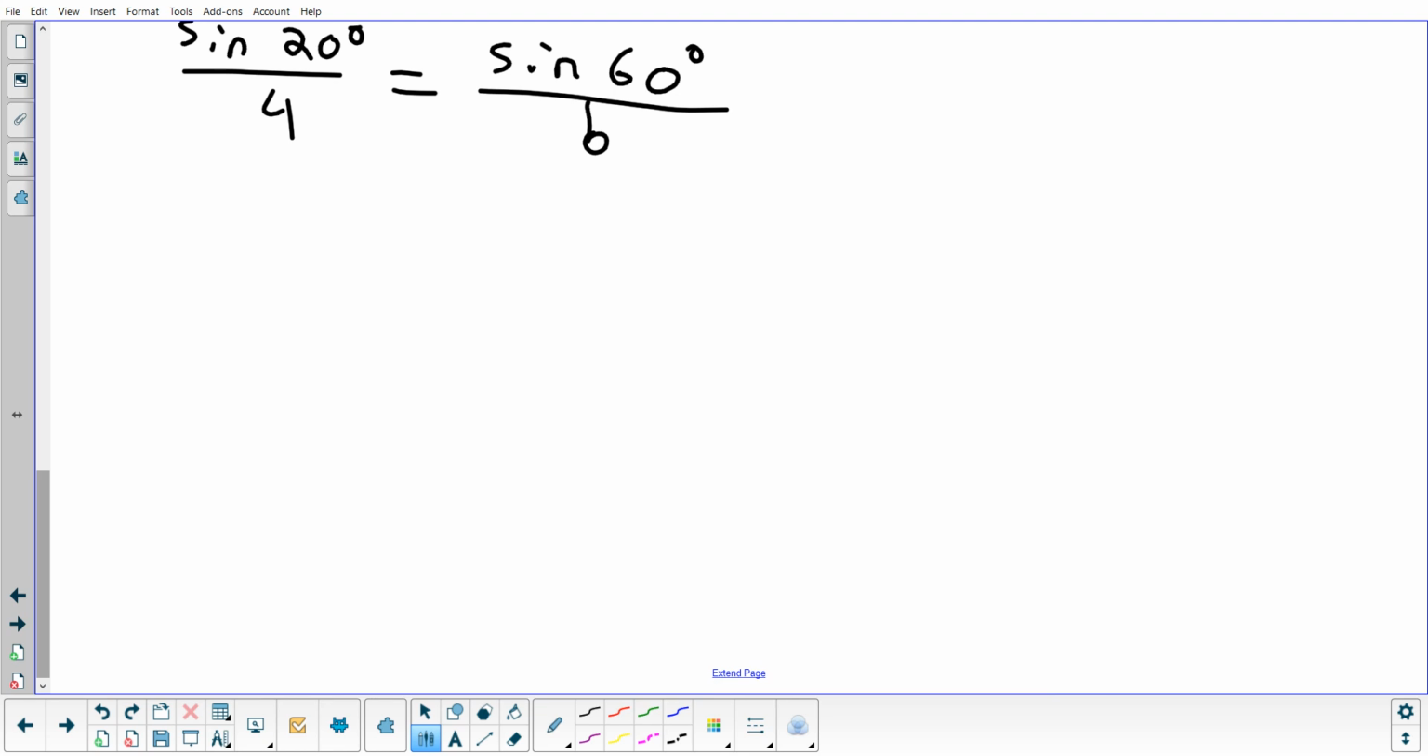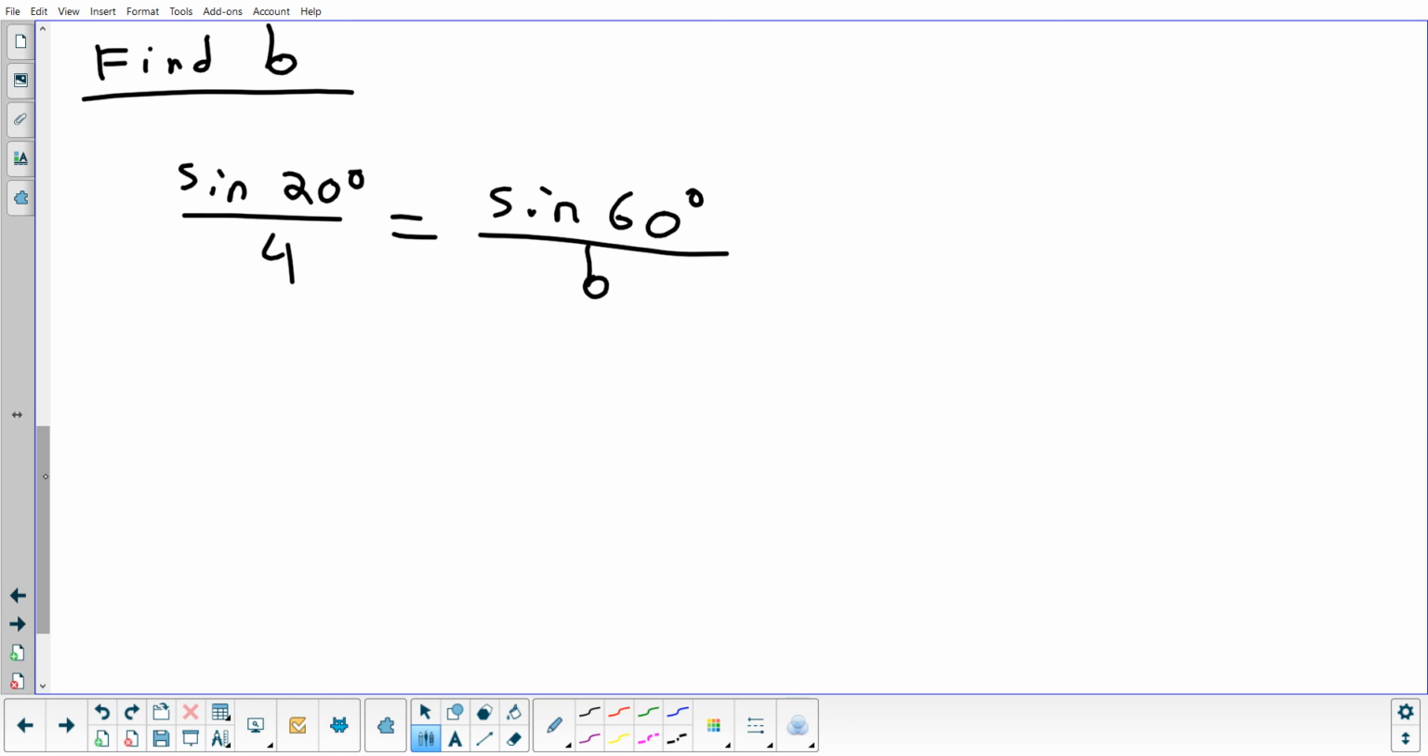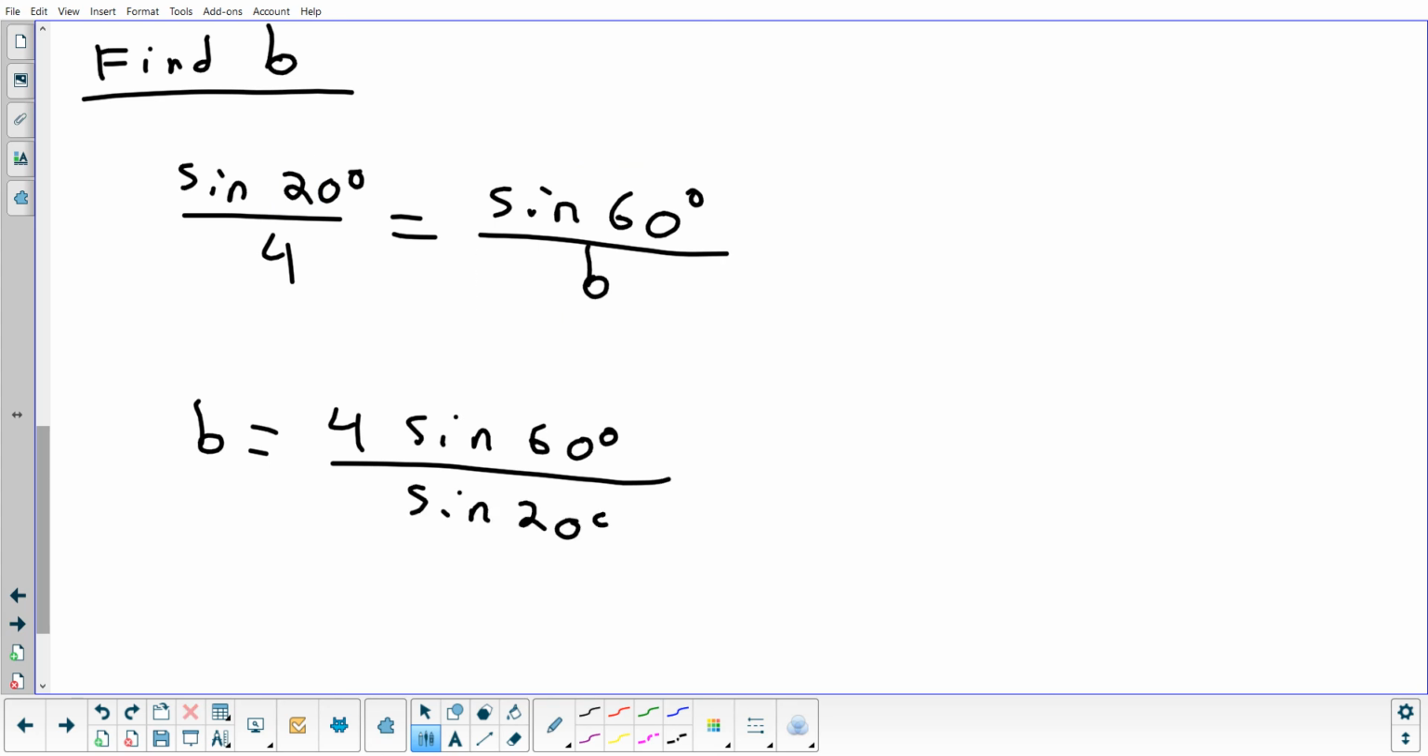Now, once you've done a lot of these cross-multiply problems, you kind of start to see the pattern. If you can jump right to the final answer here, that's fine. What's going to end up happening is it's going to be this times that divided by sine 20. That's always the pattern. So it's the product of the 2 numbers on the diagonal that don't have a variable divided by the number that's on the diagonal with the variable. If you can't remember that, then that's okay. Just do it out like we did last time every time.